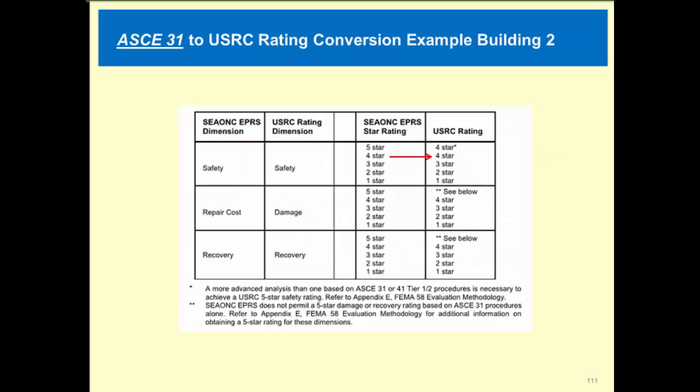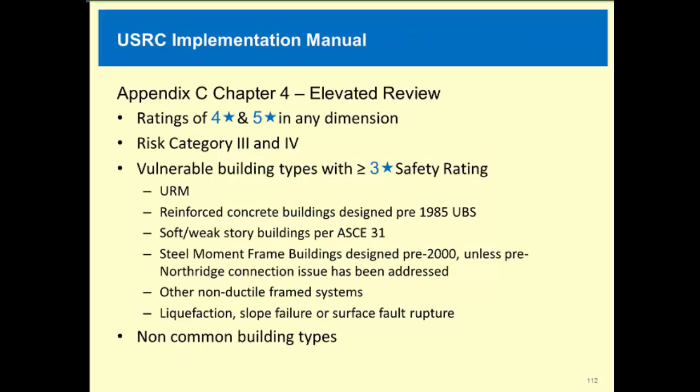So for this building, again, 4-star translates to 4-star for safety, 3-star translates to 3-star damage, and recovery translates to 2-star between the two. Going back to the USRC implementation manual, kind of stepping back out of the EPRS, Appendix C, Chapter 4 lists some cases where you may have an elevated review.